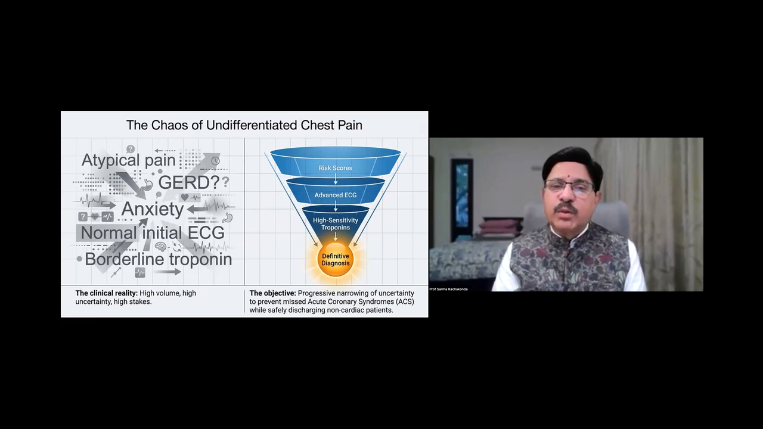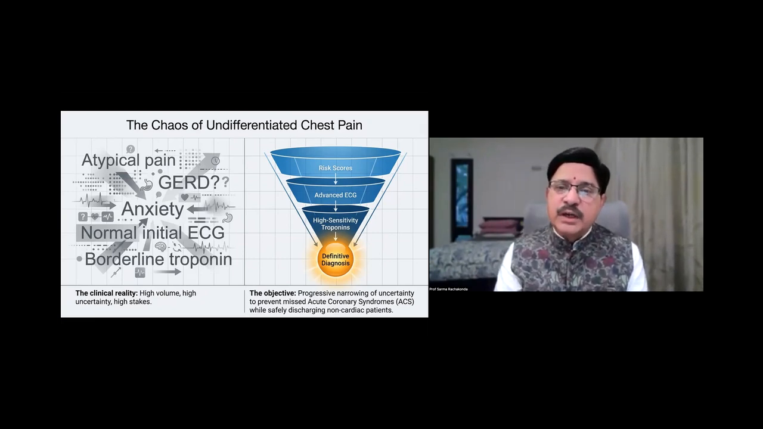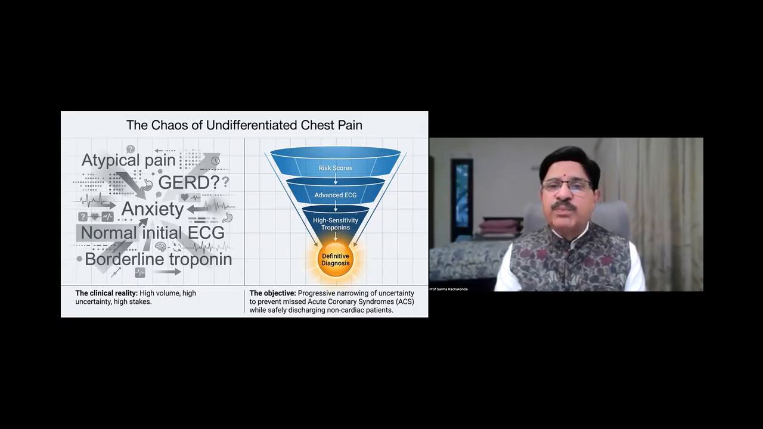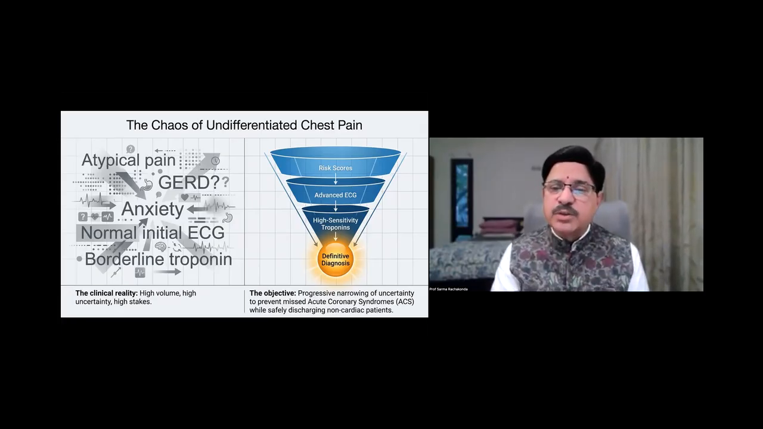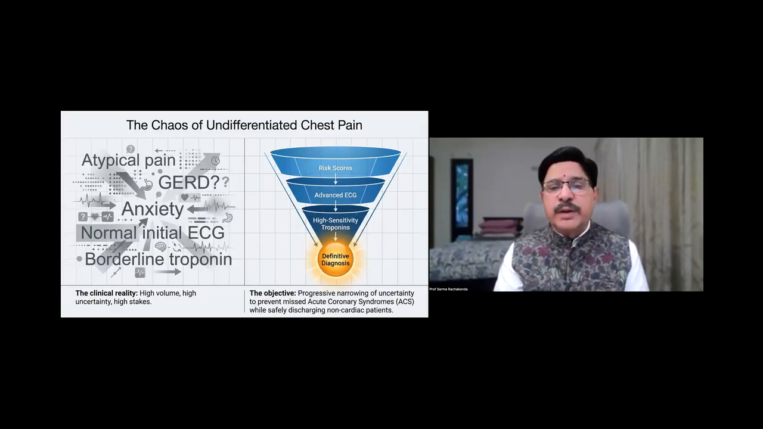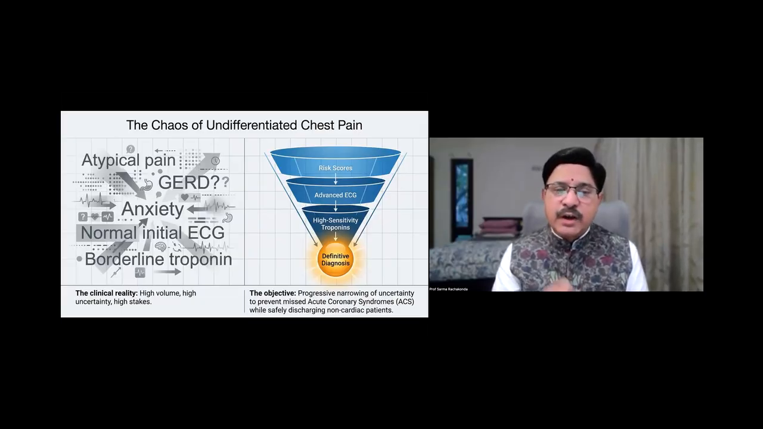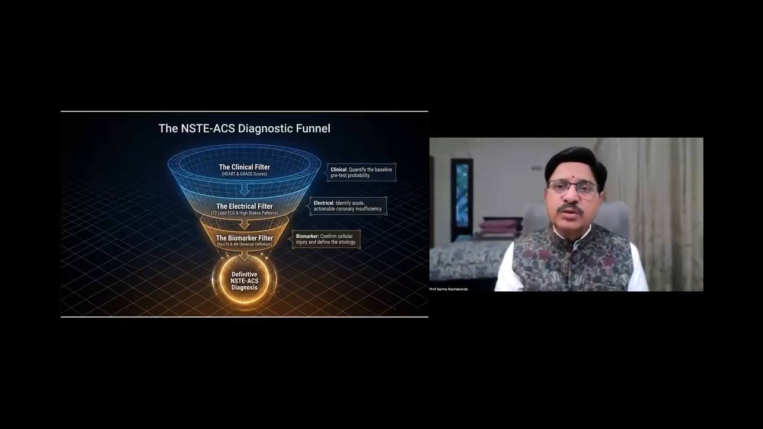Risk scores you have to know: HEART score, GRACE score, SYNTAX score, all those things you have to know. And then what are the ECG changes which should point me in a particular direction, I must understand. The uncertainty to prevent missed acute myocardial infarction, missed acute coronary syndromes, is progressively narrowing by using these filters. And finally, a definitive diagnosis of ACS can be made while safely discharging the non-cardiac patient. That should be your movement from chaos to a perfectly differentiated diagnosis of chest pain.